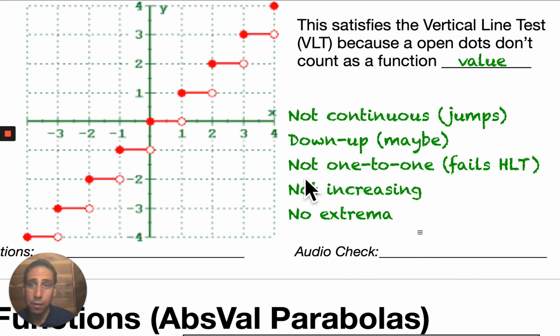It is definitely not one-to-one, because a horizontal line, for example this x-axis, touches many points. It fails the horizontal line test. It's not increasing. There are no increasing intervals. All of these intervals are constant. This interval right here is constant. This interval here is constant. This interval here is constant. So you can't really say by the definition that we have that it is increasing, because it's filled with just constant intervals. And there's no extrema anywhere.